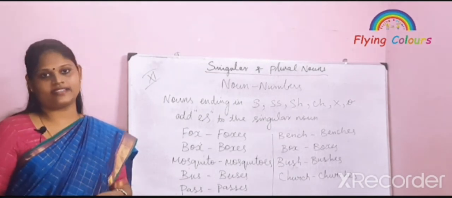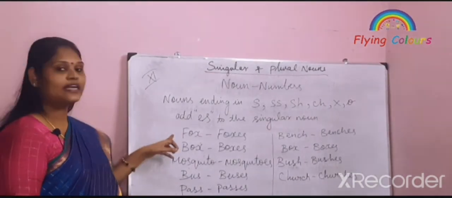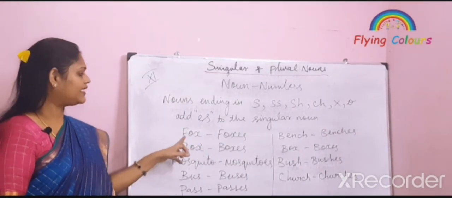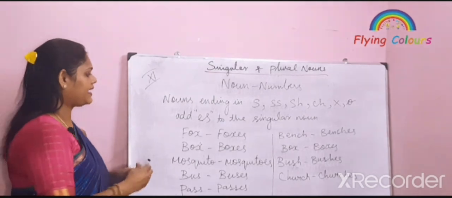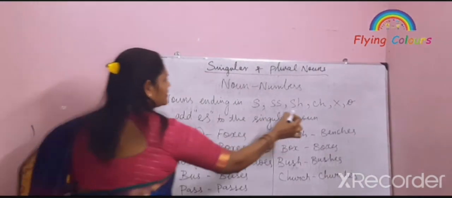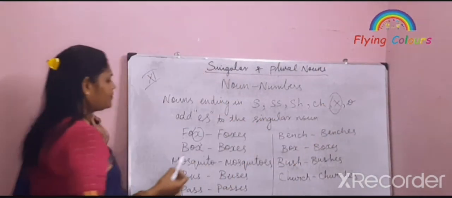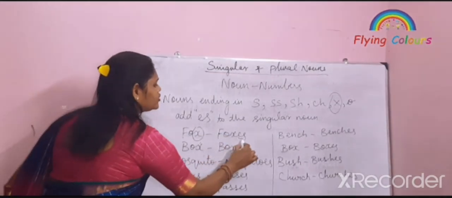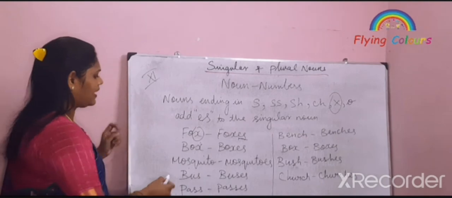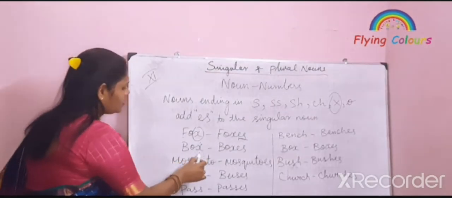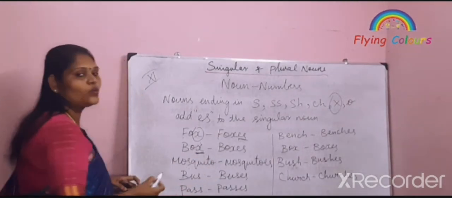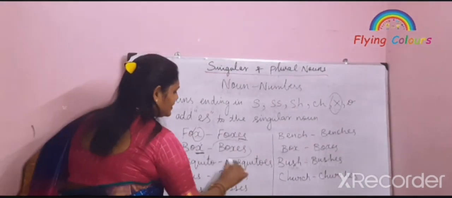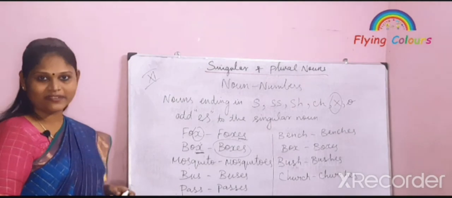So, for example, fox, F-O-X. The noun ends in what? X. So I am copying fox and adding what? ES to it. Then another example, box. This singular noun ends in X. So I have added ES to it, boxes, to make it plural.